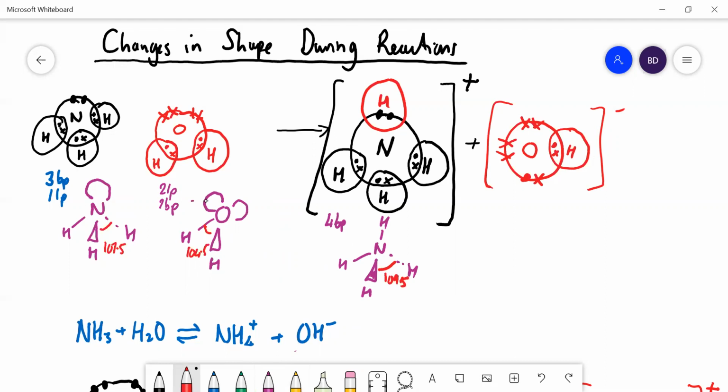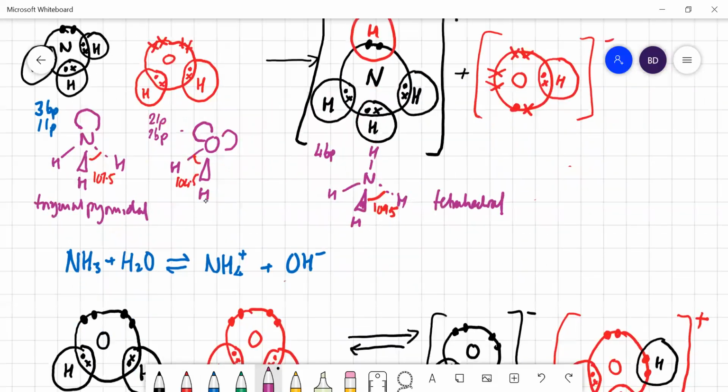And of course, you can't talk about a bond angle for the OH minus ion, because you need at least three atoms to have an angle between them. So you can't talk about the bond angle there. So what happens in that reaction then? The ammonia goes from being trigonal pyramidal to being tetrahedral, and the bond angle goes from 107.5 to 109.5.